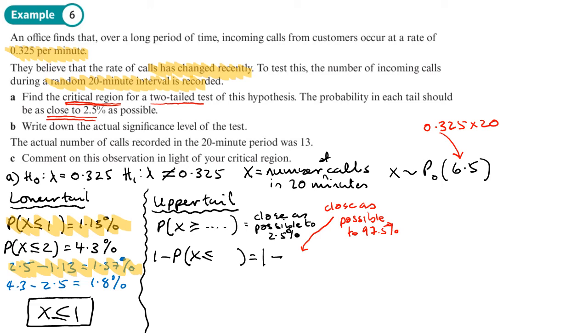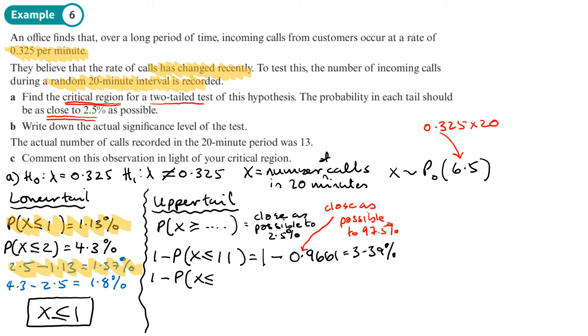So let's have a look, going down to the bottom of the table. What can I see close to 0.975? When x is 11, I can see that I've got 0.9661. That gives me 0.0339, that's 3.39%. Okay, let's go down to the next one.